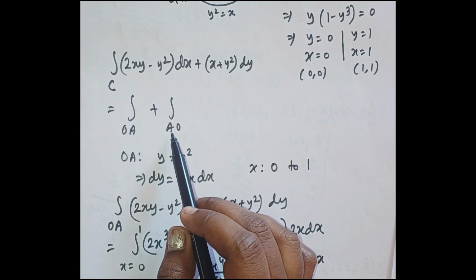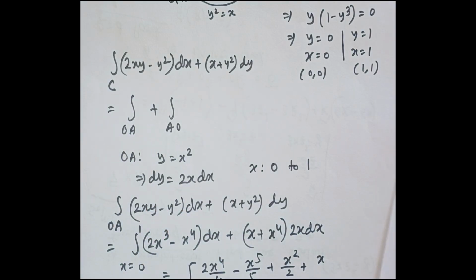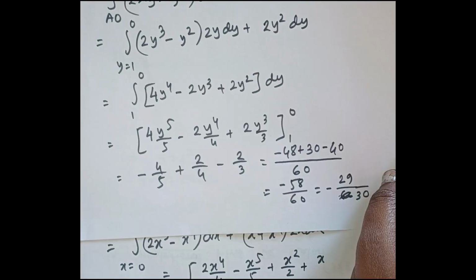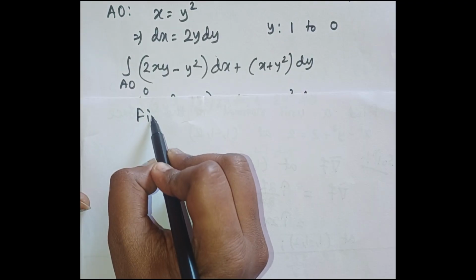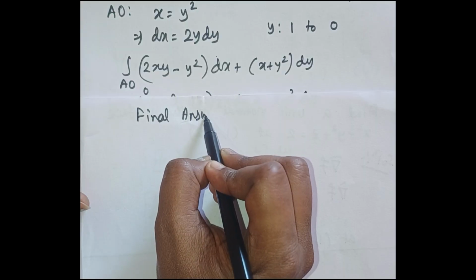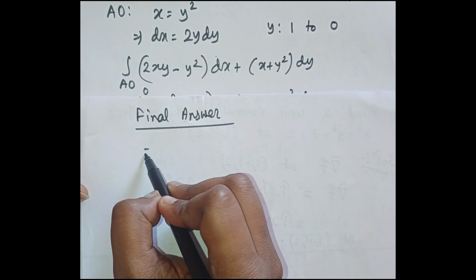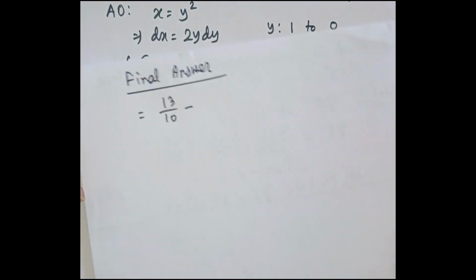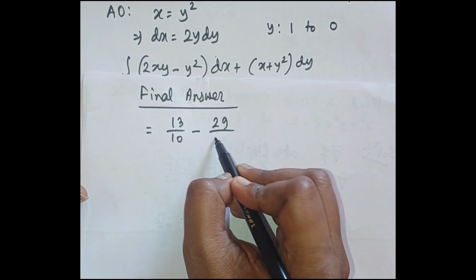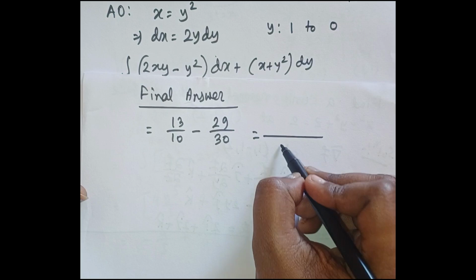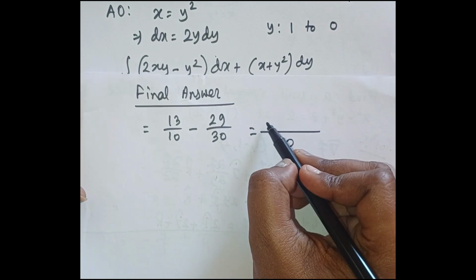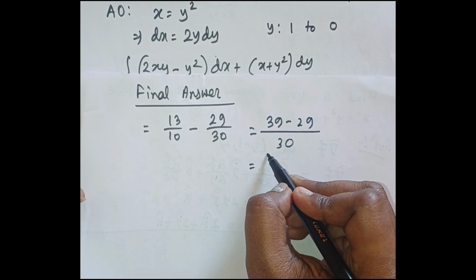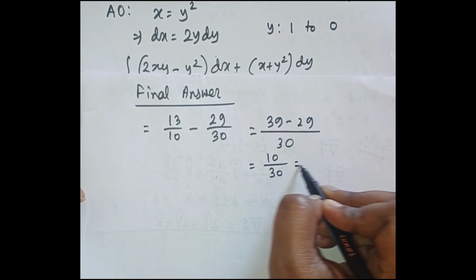So if we sum up the values, for the first one we have 13 by 10 and for the second one minus 29 by 30. So the final answer is 13 by 10 minus 29 by 30. So the LCM in this case is 30 and this is 39 minus 29, that is 10 by 30. So 1 by 3.